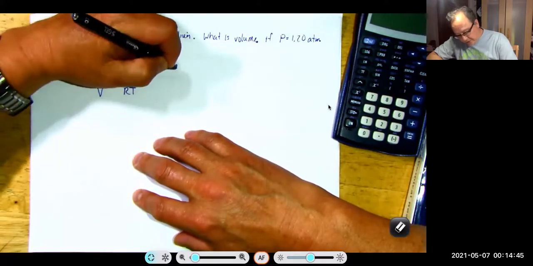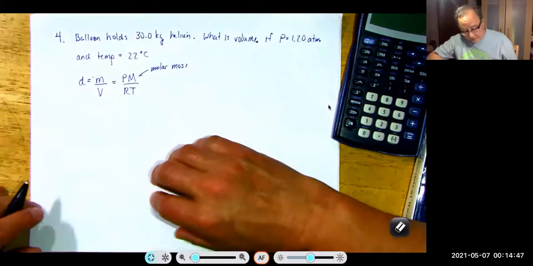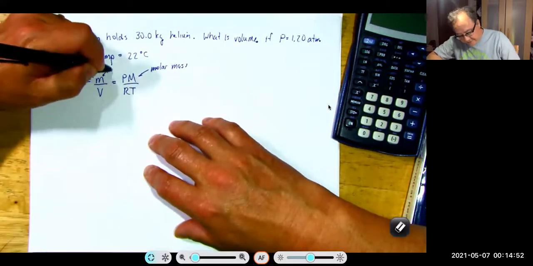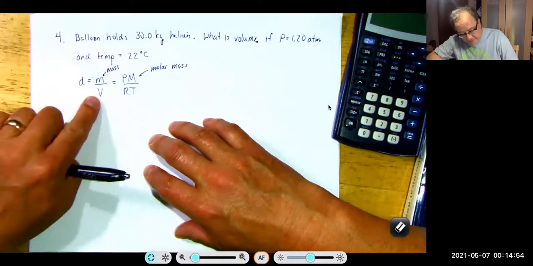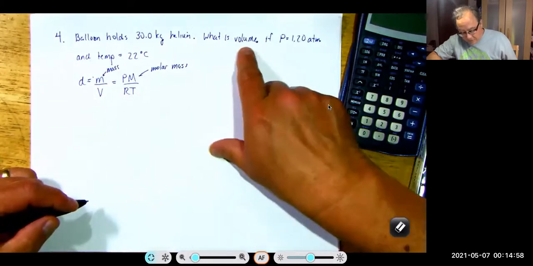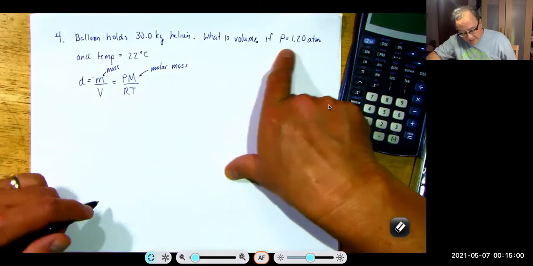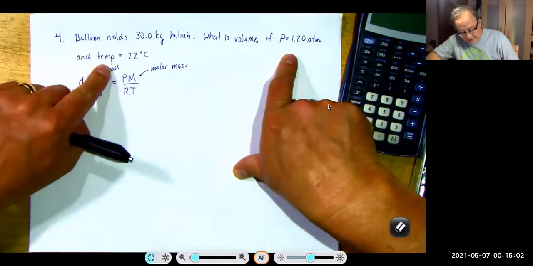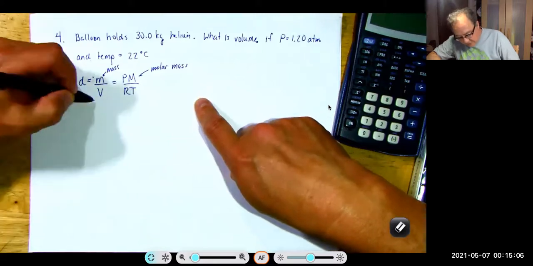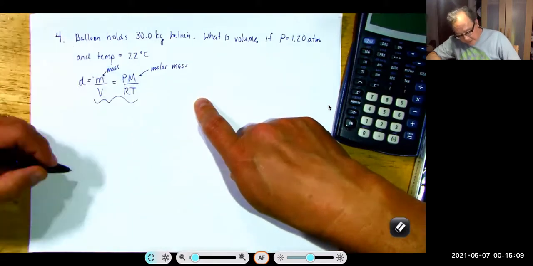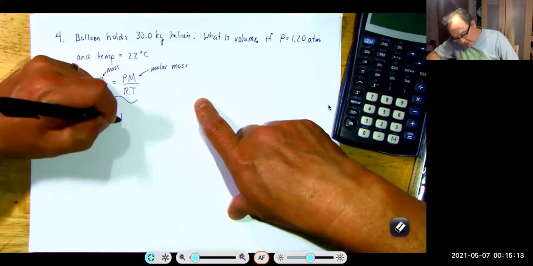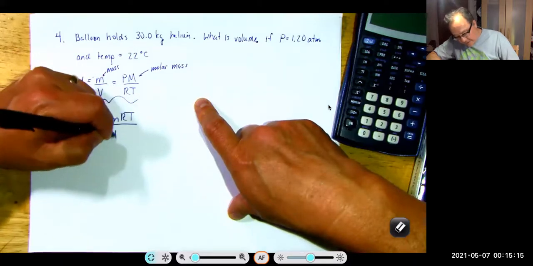Now the book shows you how this equation is derived. I'm not going to bother showing that to you. This is mass, and this is volume, temperature, and pressure. So we want to know what the volume is if we have 1.2 atmospheres and the temperature is 22 degrees Celsius. So basically we want to use this part of the equation, and we're going to use that V is equal to mRT over PM.